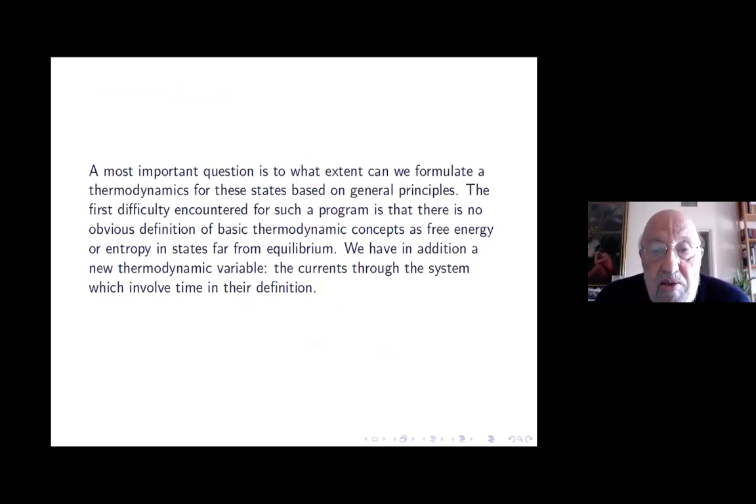Now, what you would like to do is, for example, to what extent you can do thermodynamics of these states. Do you have general principles like those of thermodynamics? The first difficulty that you meet in this program is that there is no obvious definition of basic thermodynamic concepts like free energy or entropy in states far from equilibrium. And then you have an additional thermodynamic quantity, which is the current. And currents involve time in their definition. So what you expect to do is some kind of space-time thermodynamics when you are far from equilibrium. You cannot ignore time anymore.